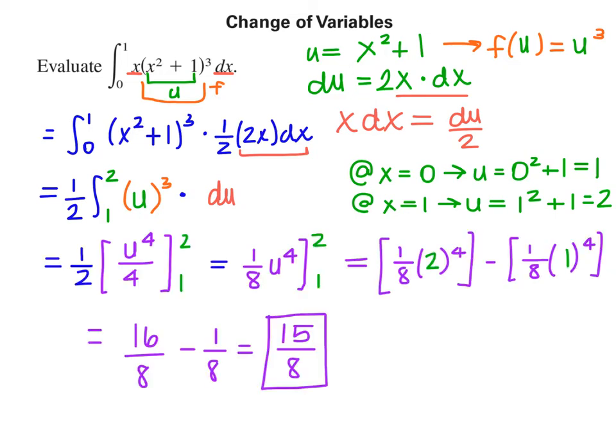What happens when I integrate u cubed is I get u to the 4th over 4. Multiplying that by 1/2, that becomes 1/8 u to the 4th, and that is going to go from 1 to 2. So I plug in 2 first, and then I plug in 1, and I subtract these two quantities, which ends up with 15 over 8.